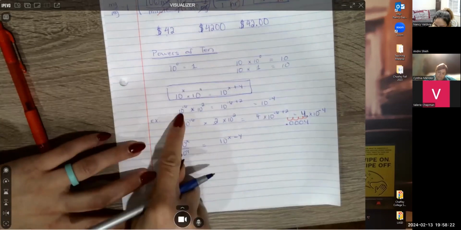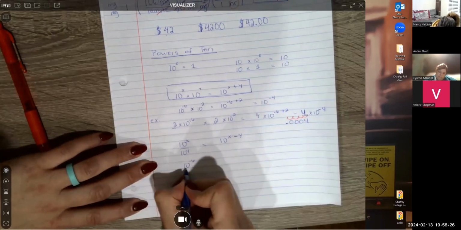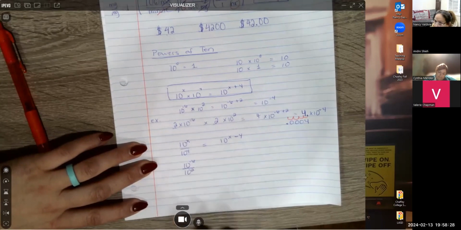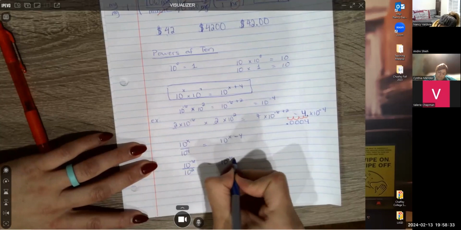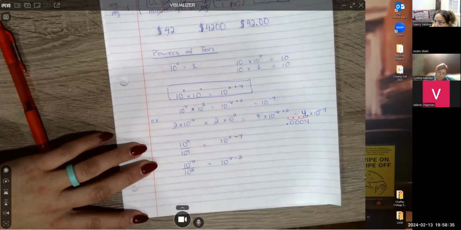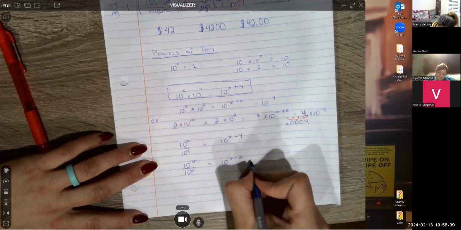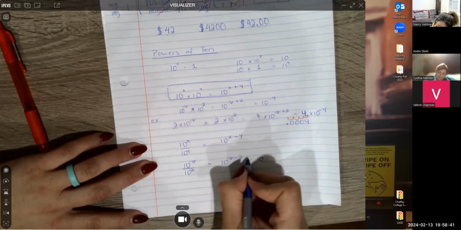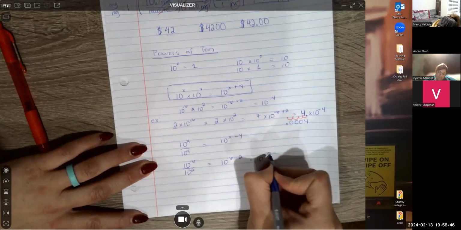So let's use the same numbers that we have here. If I had 10 to the negative 6 divided by 10 to the second, that's going to give me 10 to the negative 6 minus 2. My answer is going to differ from the answer up here because now I have 6 minus 2, which is going to give me negative 8.